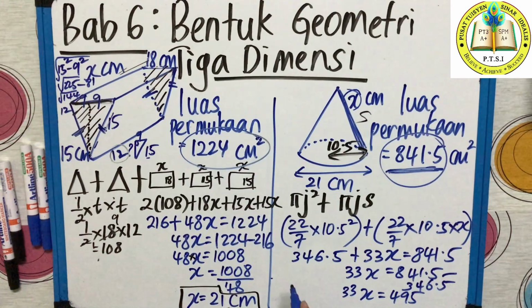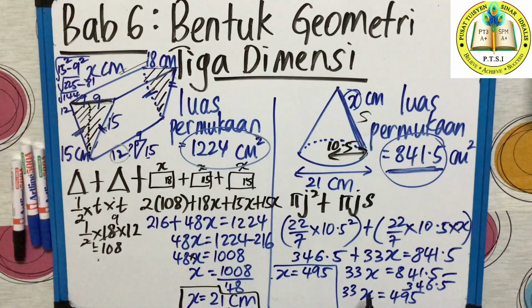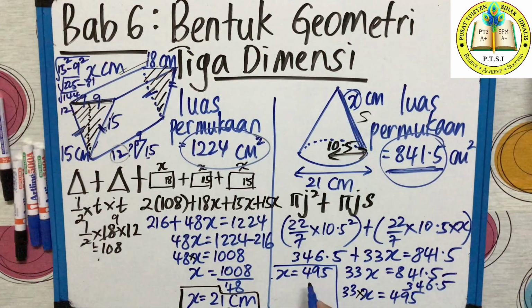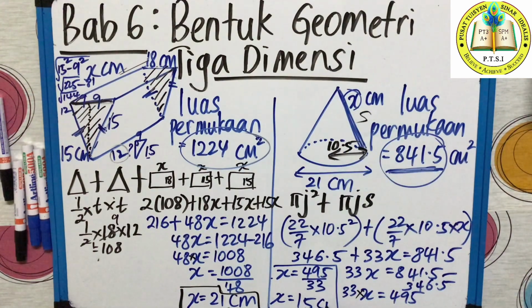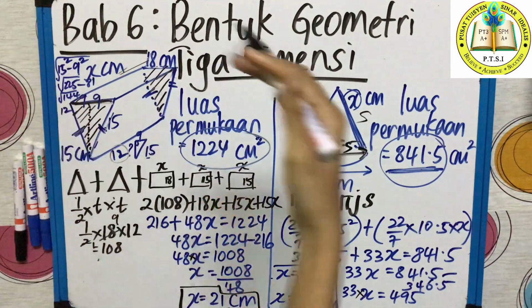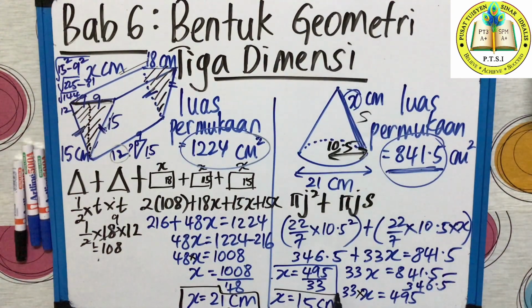You want to get the x, what is supposed to do? X, you leave it here. 495, right? Remember teacher told you many times, 33x means 33 times x. So go there, you must divide by 33. So what is the final answer you get for the x? 15. And this one is S, right? So the unit must be cm. So your final answer for S, the S value is 15 cm.